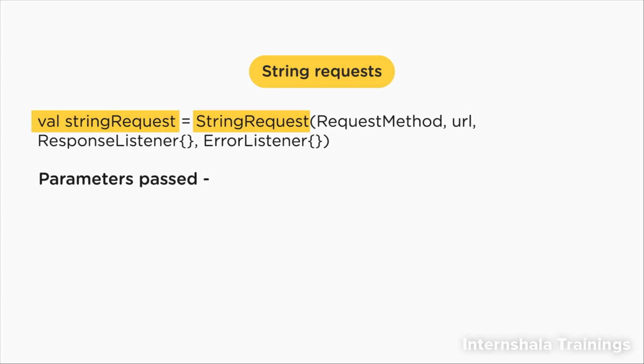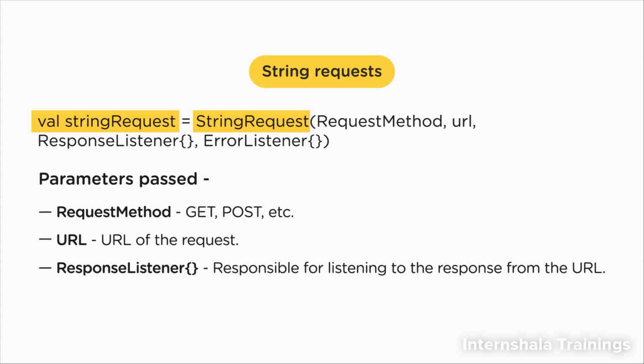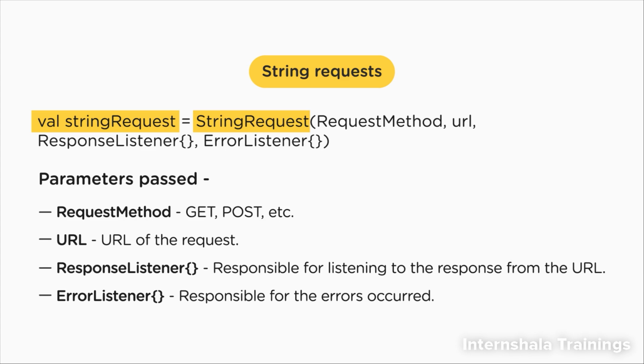The parameters being passed here are request method, which again can be get, post, etc. Then we have the URL from which the response will be fetched. And then we have the response listener and the error listener for handling responses and errors respectively. The only parameter that was there in the JSON requests and is not present in the string requests is the JSON object. In case we need to send any data to the server using string request, we need to implement a new method called getParams.